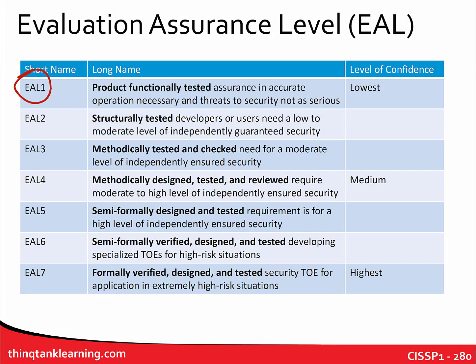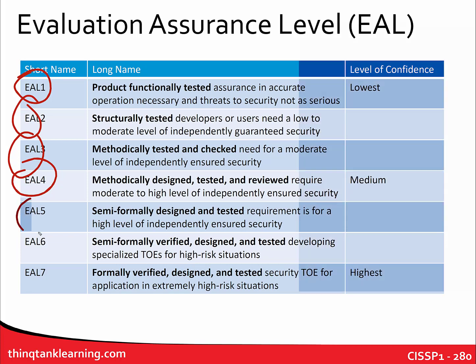EAL1, functionally tested, lowest level of confidence that it meets the specific protection profile or the security target document. We tested the functionality. EAL2, structurally tested. Developers or users need a low to moderate level of independently guaranteed security, so kind of like low to medium. EAL3, methodically tested and checked, a moderate level of independently ensured security. EAL4, methodically designed, tested, and reviewed, moderate to high level of independently ensured security.